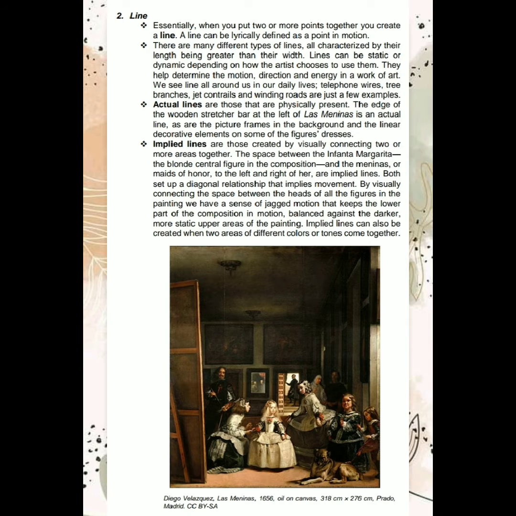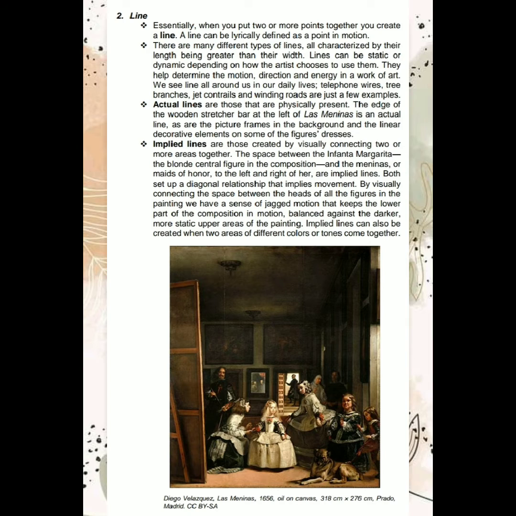The next one is implied lines. Implied lines are those created by visually connecting two or more areas together. The space between the Infanta Margarita, the blonde central figure in the composition, and the Meninas, or maids of honor, to the left and right of her, are implied lines. Both set off a diagonal relationship that implies movement.